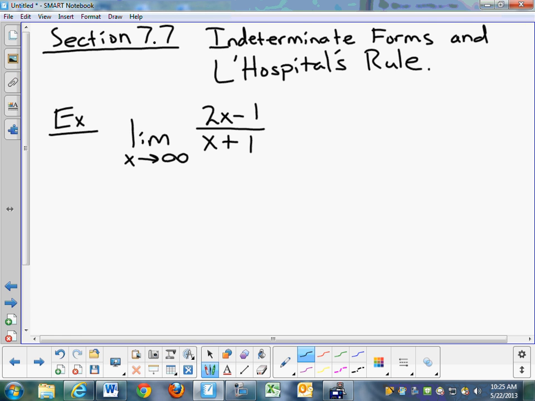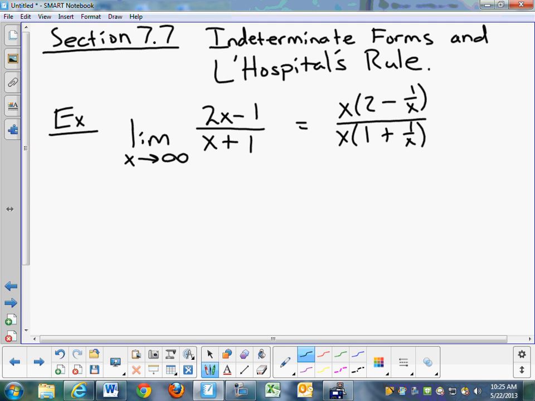So we're going to look at the limit as x goes to infinity of 2x minus 1 over x plus 1. So first, we're just going to solve it algebraically. Do you remember how we solved this algebraically? Yeah, what do I factor out of the top? I factor out an x. I get 2 minus 1 over x, divided by, what do I factor out of the bottom? An x. And I get 1 plus 1 over x.